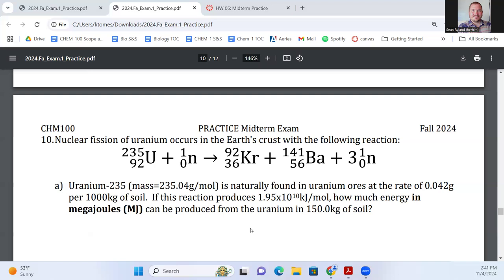If we've got grams of uranium now, because now we're going to have kilograms of soil cancel out kilograms of soil, we'll be in grams of uranium. What's our next step? Get to moles. Yeah, so 235.04 grams of uranium. That's given.